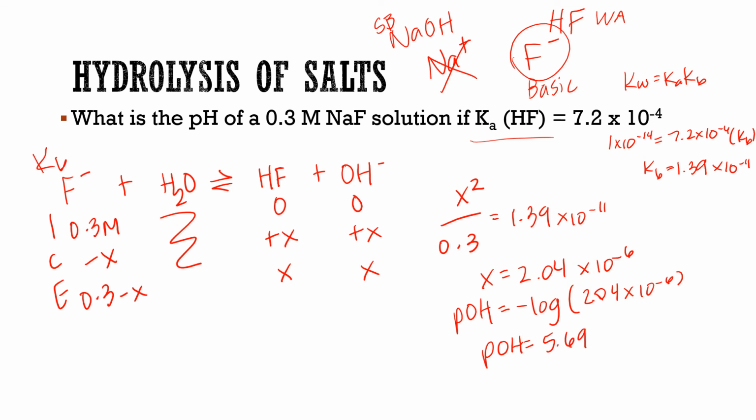Now, it should clue you in if you tried to tell me that was the pH, that's acidic, and this is a base, so that's not right. So in order to do pH, I have to do 14 minus that, which gives me the pH of 8.31, which is a basic pH, which is what we would expect.